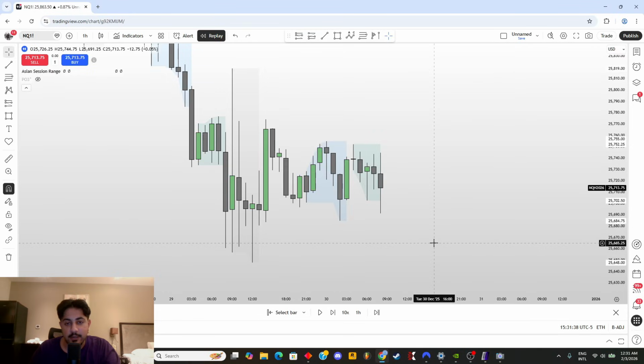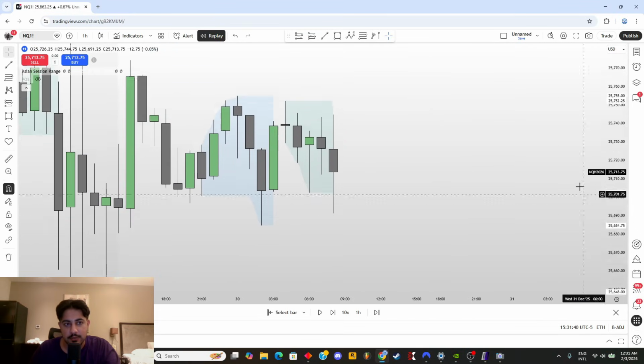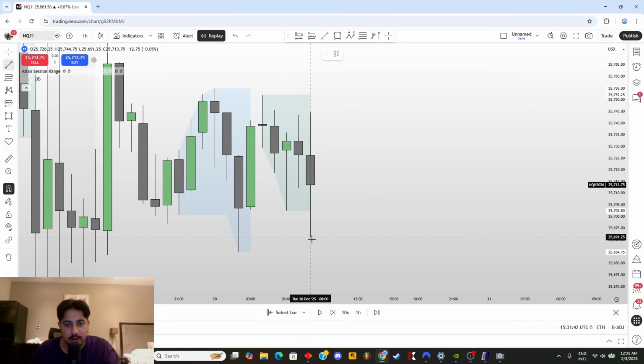All right, guys, here's another example. Again, 8 a.m. candle closes on the hourly time frame. So what you want to do is mark out the low of that candle and the high of that candle.